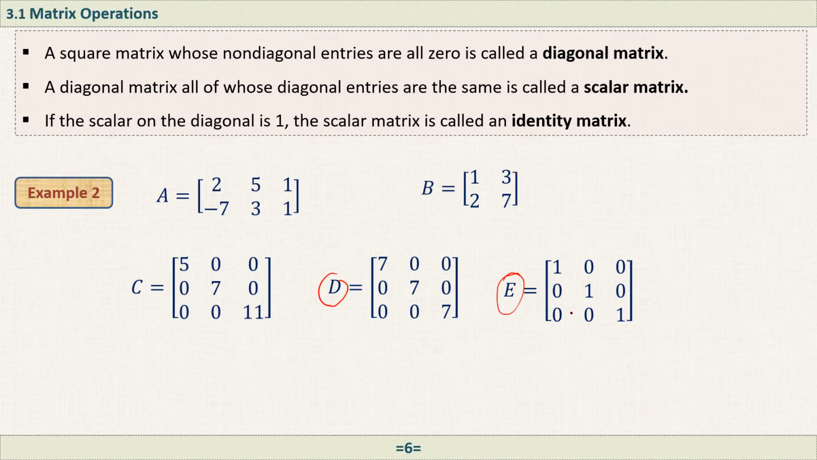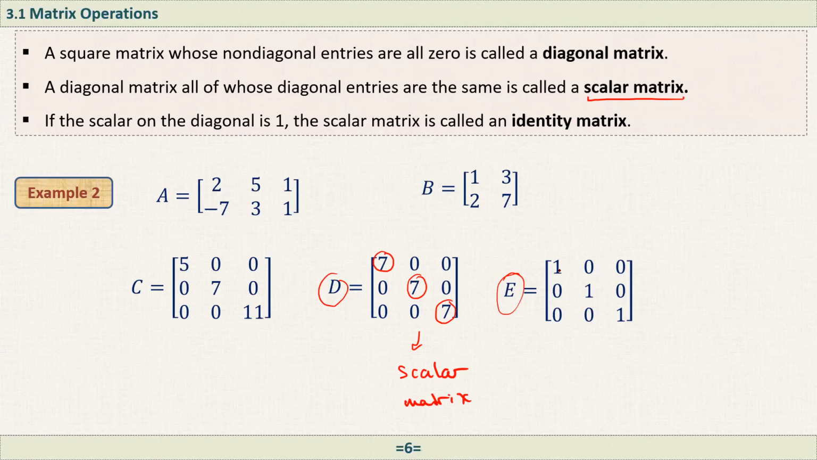A diagonal matrix, all of whose diagonal entries are the same, is called a scalar matrix. Okay. So a diagonal matrix means that all the entries which are not in the diagonal are 0. And if all the entries in the diagonal are equal, we call it a scalar matrix. So as you see here, this is a diagonal matrix, and more than that, all the entries in the diagonal are equal. So that is, what is it? A scalar matrix.